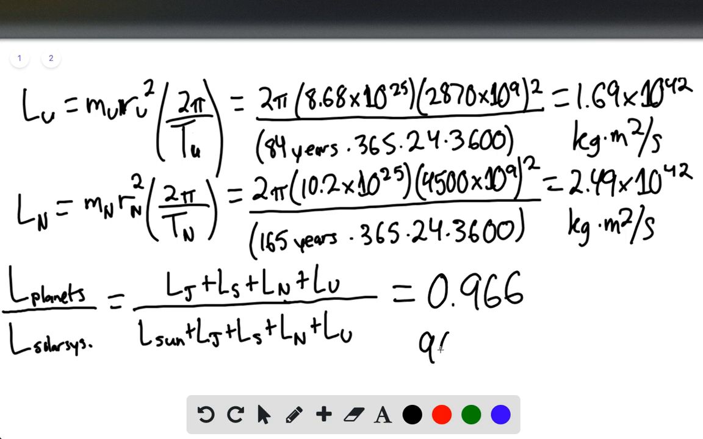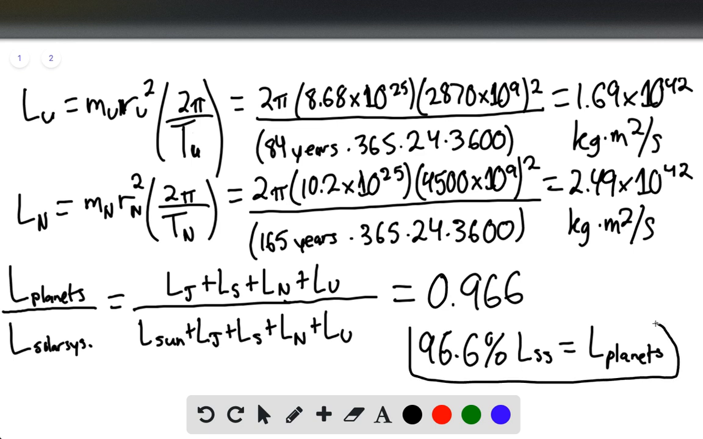So 96.6% of the L solar system equals L planets. Essentially, 96.6% of the angular momentum of the solar system is accounted for by the planets orbiting the sun. So again, it's tedious. However, it's not hard. You simply have to make sure that you don't make any computational errors. And that's the end of the solution. Thank you for watching.